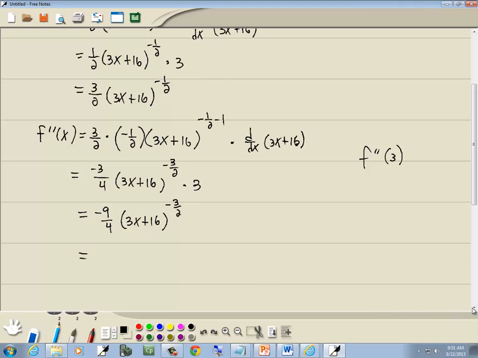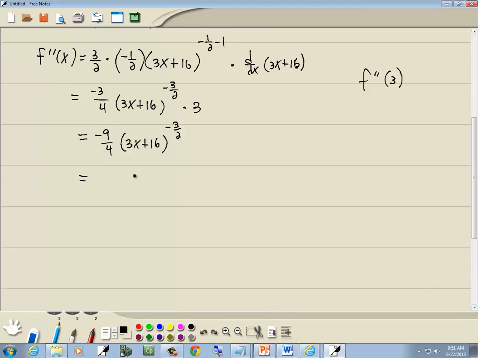We don't want any negative exponents, so the part with the negative exponent I'm going to take to the denominator. So it's going to become negative 9 over 4 times 3x plus 16 to the positive 3/2 power. Remember, you take anything opposite in a fraction, the sign of the exponent changes. So the negative 3/2 becomes a positive 3/2. And that's our second derivative.